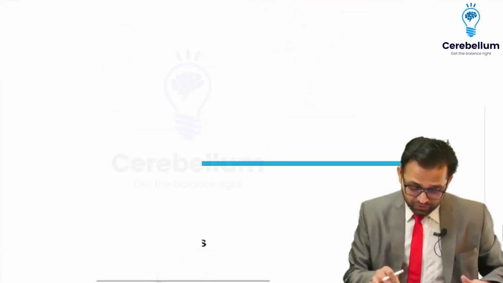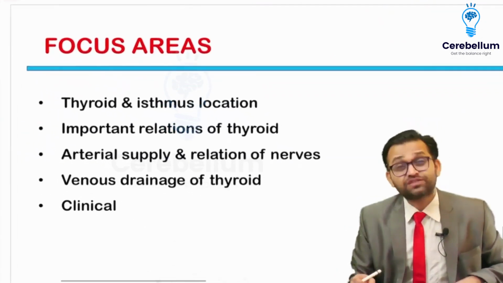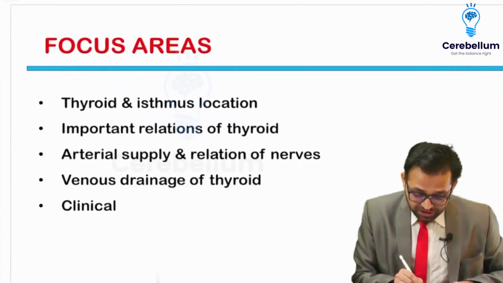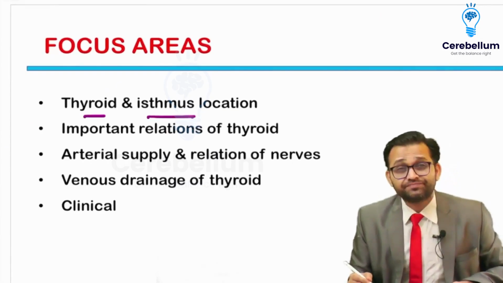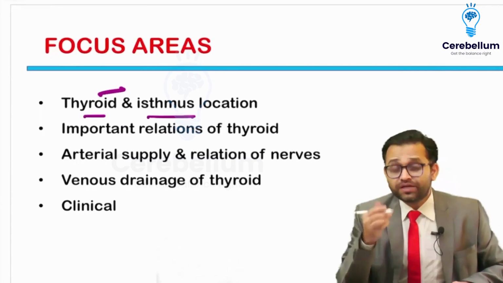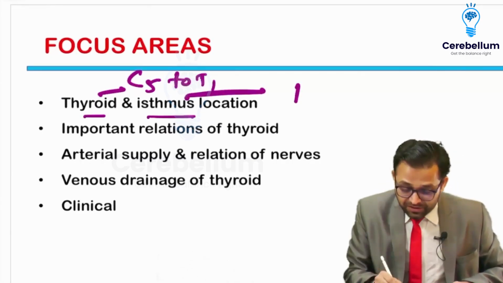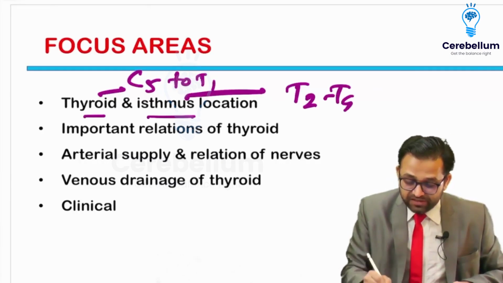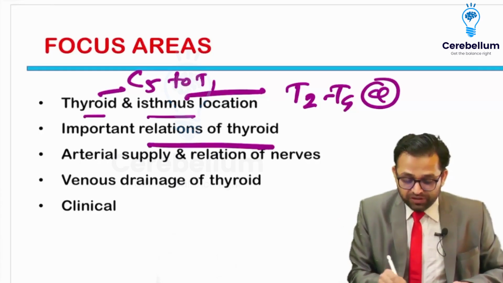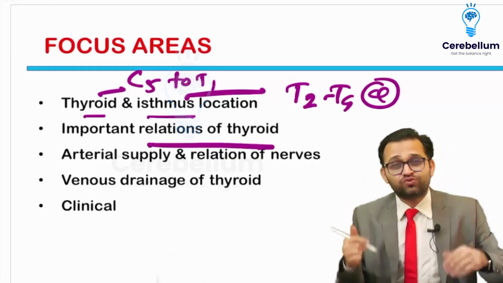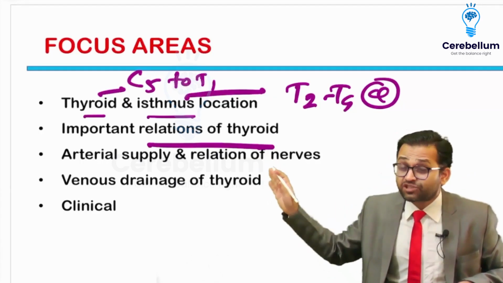Now try to catch the focus areas from this video. Yes, you must study the thyroid and isthmus location. Sir, the thyroid is located from C5 to T1. This is important. And the isthmus is at the T2 to T4 tracheal ring, an important question. Important relations of the thyroid, I had drawn the diagram and told you the concept. Arterial supply and the relation of the nerves.